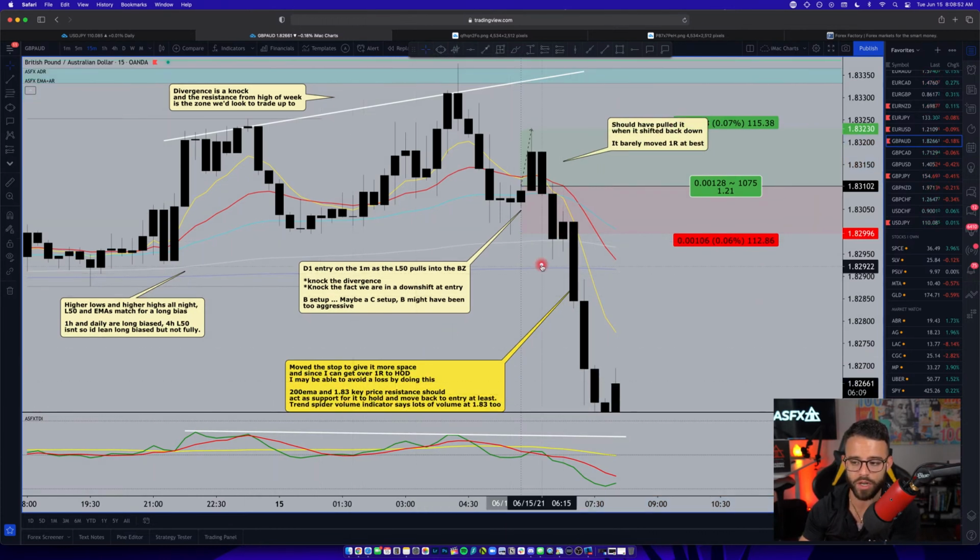As you can read from my notes here, I thought it could hold that key resistance level, support level that it held last night and move off of it again. So I just wanted to give it more space, and I justified it by saying, okay, the 200 EMA is there and it's a significant price level.